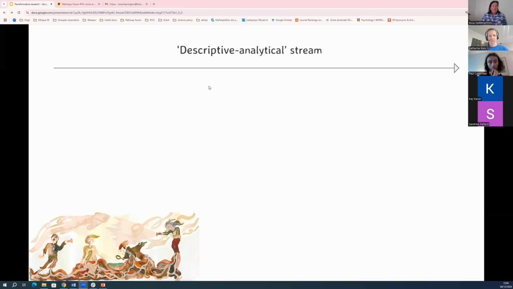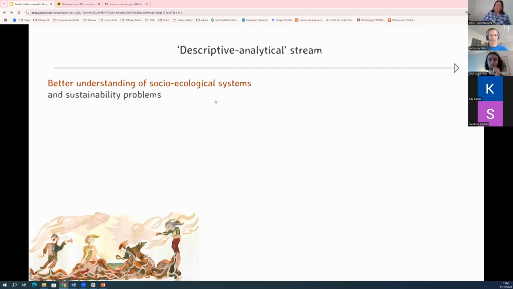We determined the 2 main axes that I'll talk to you about now, to talk about how we can have transformation as our goal from a research standpoint. And so the first stream that we'd like to talk to you about is what we called a descriptive and analytical stream. On the left side of the stream, so beginning with a more descriptive kind of pathway, we could have the goal of your research project be to get a better understanding of socio-ecological systems and sustainability problems.